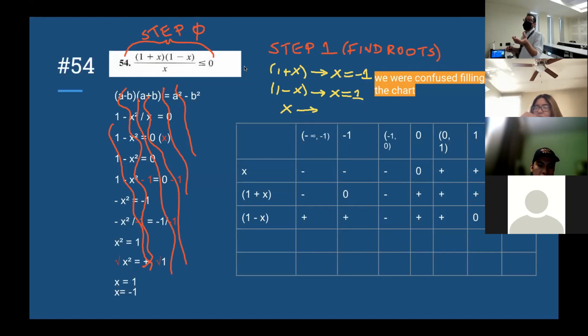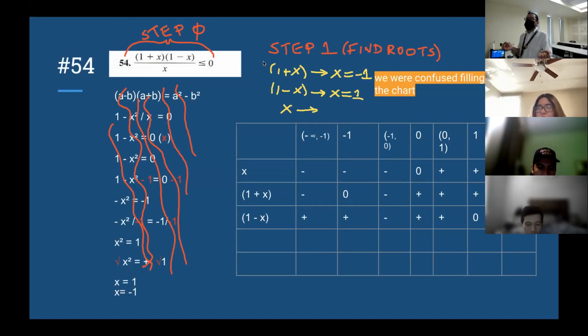And to answer the question, Anna and the rest of you, when I ask about a root, what is the value that makes that factor 0? What value of x makes x 0? Zero. So what do I substitute in the x to make it 0? It's 0. What do I substitute in the 1 minus x to make it 0? 1, as you said. What do I substitute in the 1 plus x to make it 0? Minus 1. And so the factor here is x equals 0. Those are the 3 things we need.